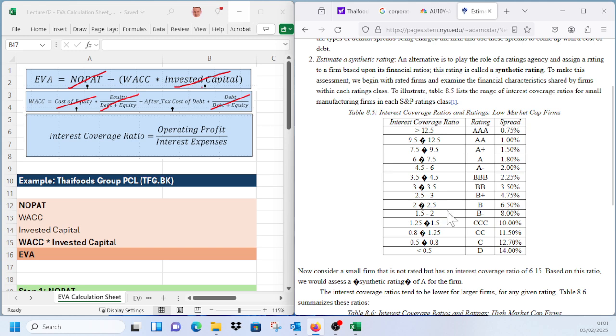Now, for Thai Food Group, I don't know the rating, but there is a little trick to calculate what Professor Damodaran of NYU Stern calls a synthetic rating. So we make our own rating basically, and that is using the interest coverage ratio. So you can see here in the table, once we have calculated the interest coverage ratio, then we can look up what the rating is, and we will know what the spread is that we have to add for this specific company. And for the interest coverage ratio, we need the operating profit, which we have already looked up, and we need the interest expenses.